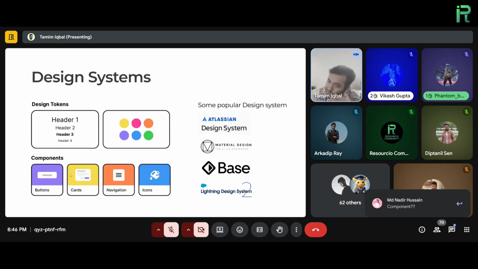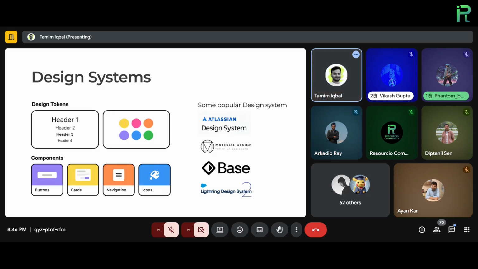So once you design a component, yeah, sorry, you have a doubt, Nadir? You can talk, so no issues. Nope. Okay. I think you might have a doubt with what the components are.